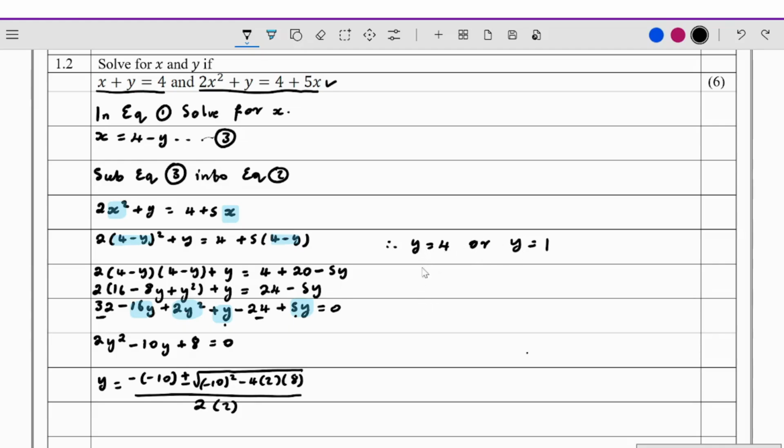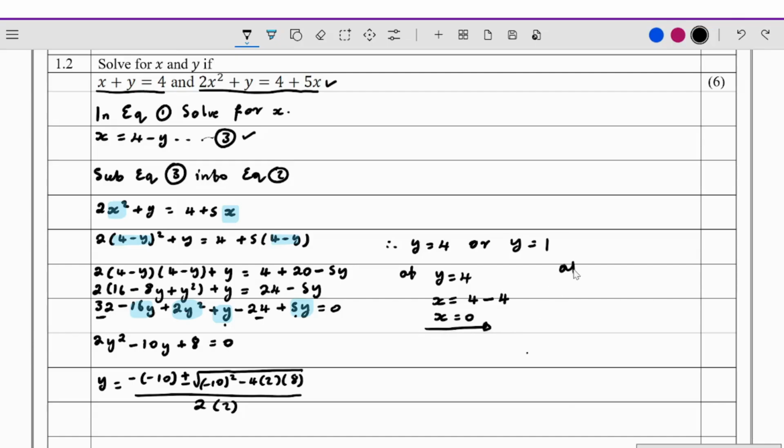So immediately after finding y, you're going to say at y equals 4, what is the value of x? You're going to use this one here. x is going to be 4 minus y, it's 4, you put 4. That means the value of x is going to be 0. This is the value of x.